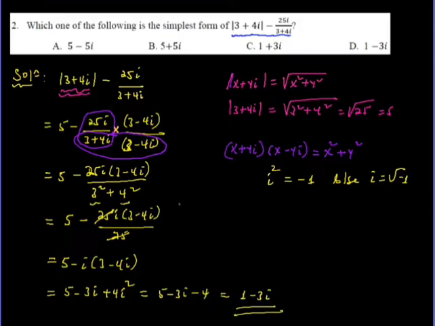So the simplified form of the given complex number is 1 minus 3i. Therefore, the answer for this problem will be D. 1 minus 3i is the answer.